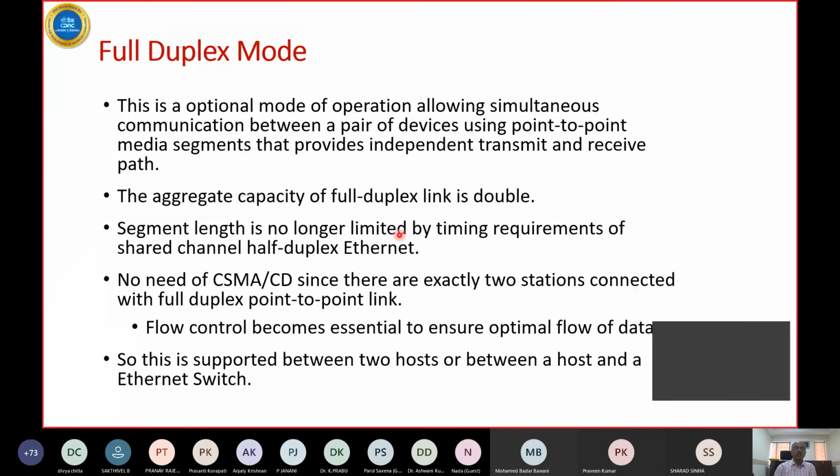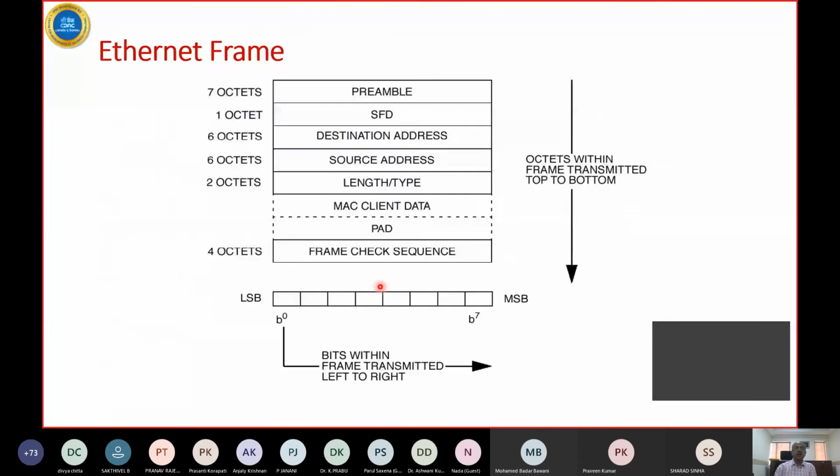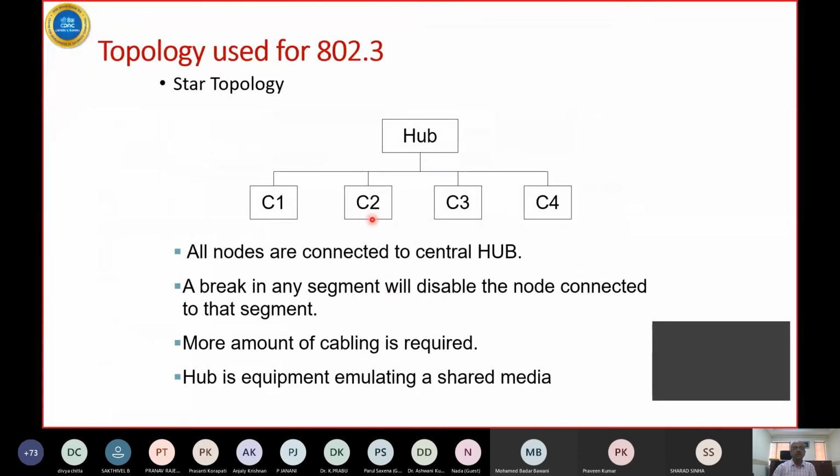So when you have full duplex, CSMA/CD is not required because there is point-to-point communication between the switch and the device. That is an important improvement. If you have a hub, then when C1 is talking to C2, C3 and C4 cannot talk. But if it's a switch, C1 can send data to C2 and C3 can send data to C4, because it is a star topology and the connectivity is point to point.